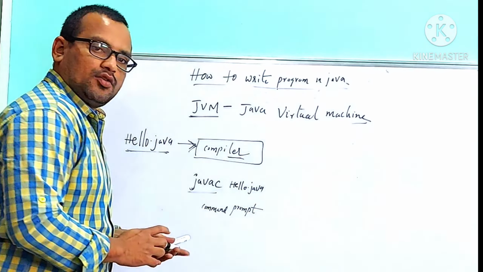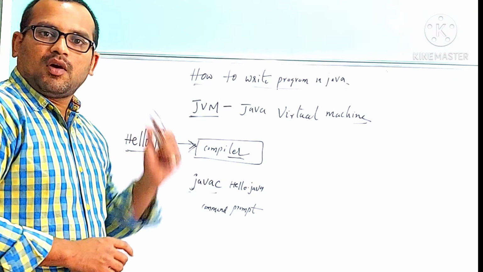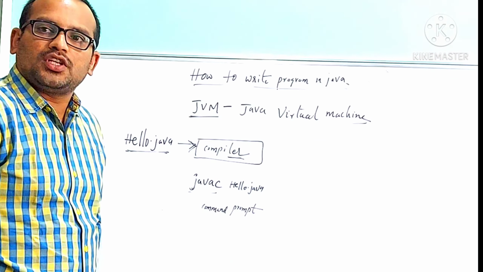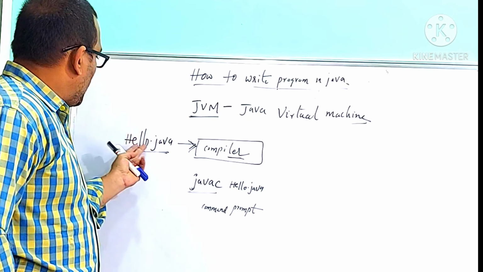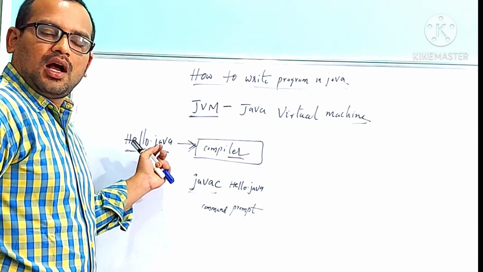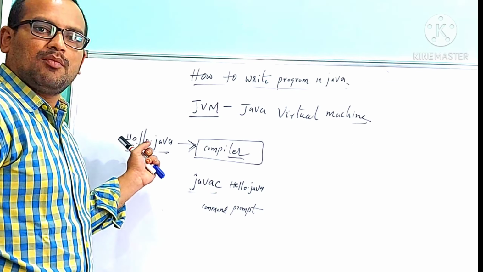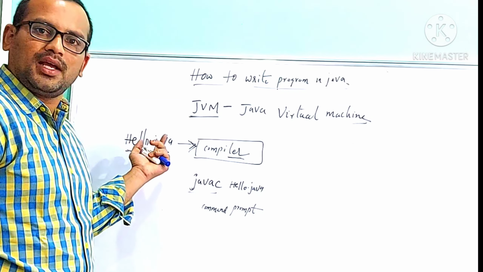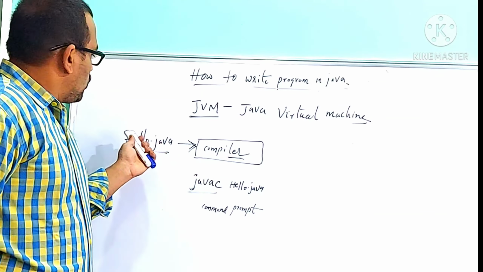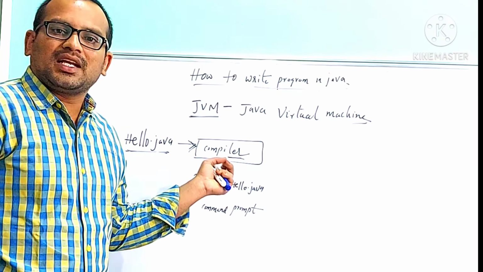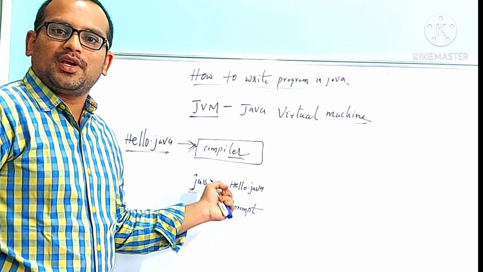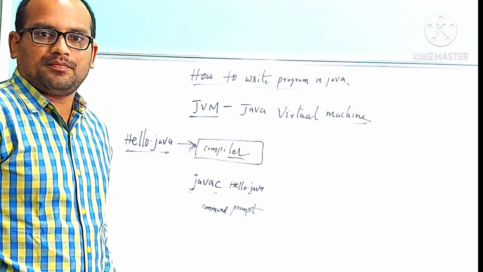Once again I am repeating. Every Java program execution is a two-step process. First of all, we need a Java program. Assume I have a Java program with the name hello with the dot extension java. So this Java program should be given to the compiler by using the command javac space program name.java at the command prompt.